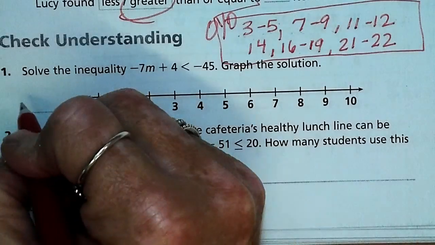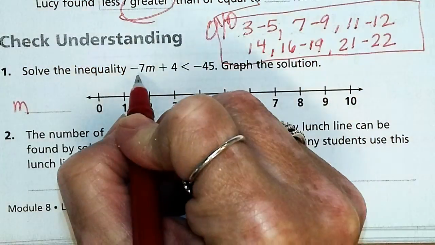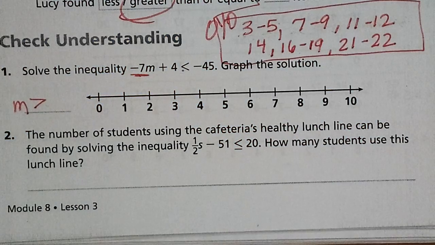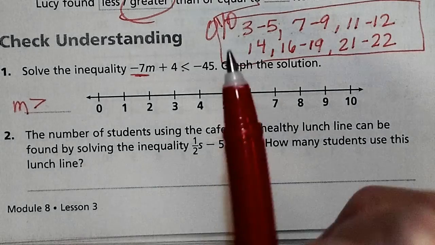M is what? Well, I can tell you since this is negative, it's definitely not going to be less than. It's going to be greater than, because I have a negative variable, so I know I'm flipping the sign. So M is greater than what?